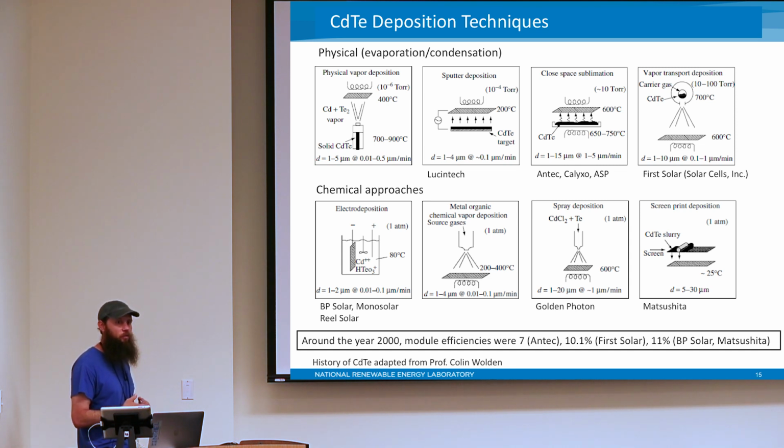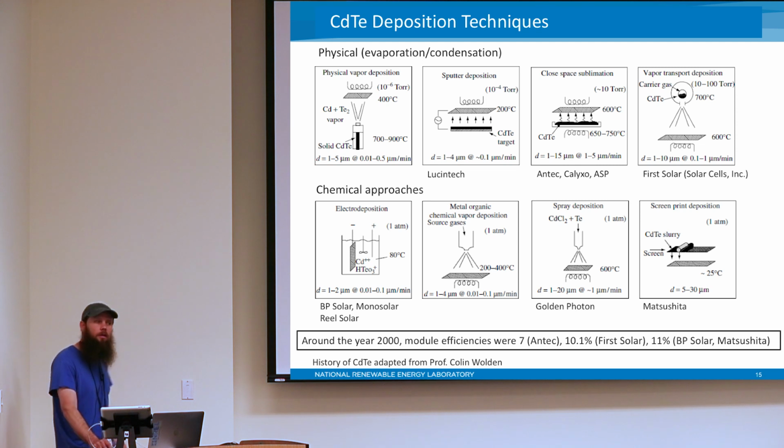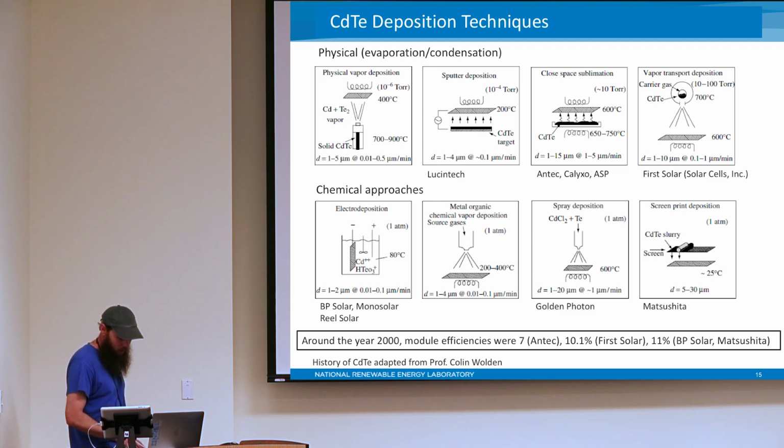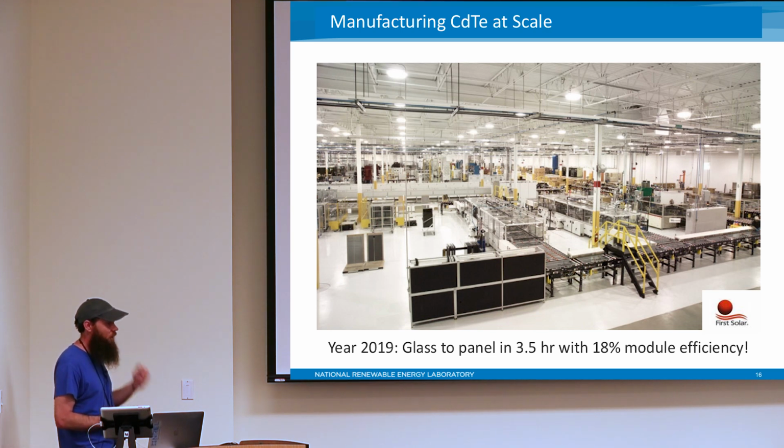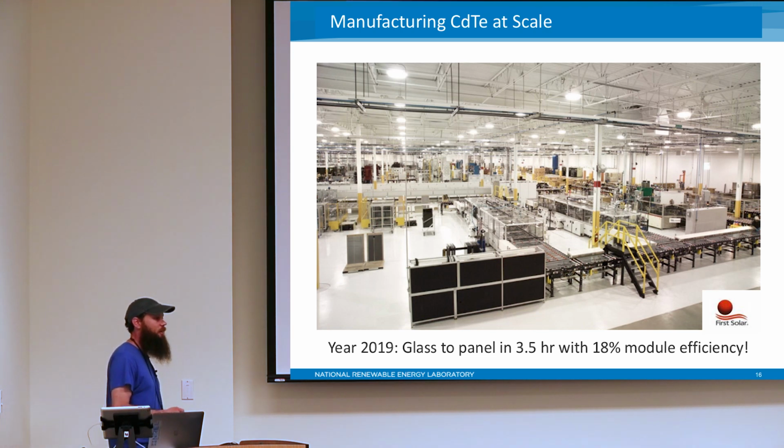That has been proven to be highly scalable. But if you look back around the year 2000, there were several companies that were competing, and at the time, First Solar was not a clear leader. The module efficiencies on these were relatively low. But they stuck with it, and there are various reasons why companies may not have made it, and we don't really have time to go into that.